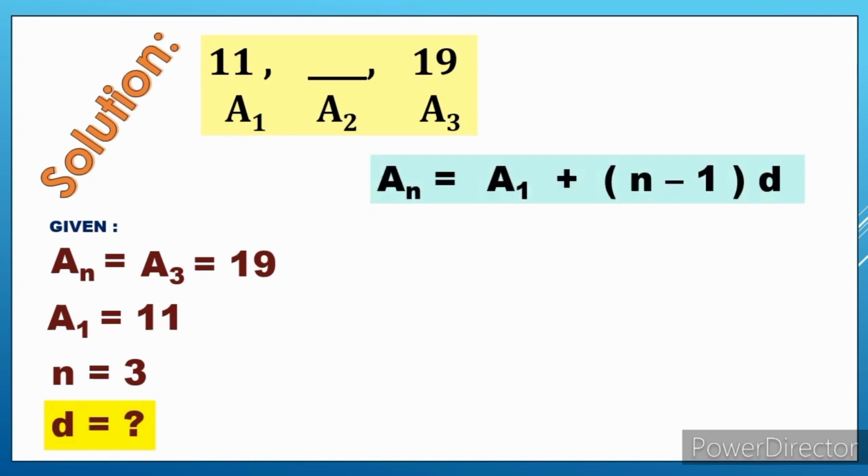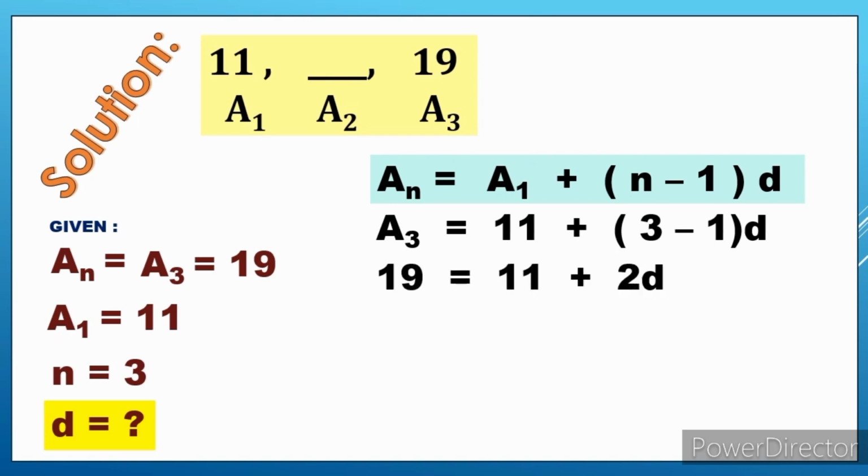Okay, now let's substitute the values of a sub n, a sub 1, and n. So we have a sub 3 equals a sub 1, which is 11, plus n, which is 3, minus 1 times D, which is unknown, and a sub 3 will be 19. It is equal to 11 plus 3 minus 1 is 2, so we have 2D. Then we solve for D.